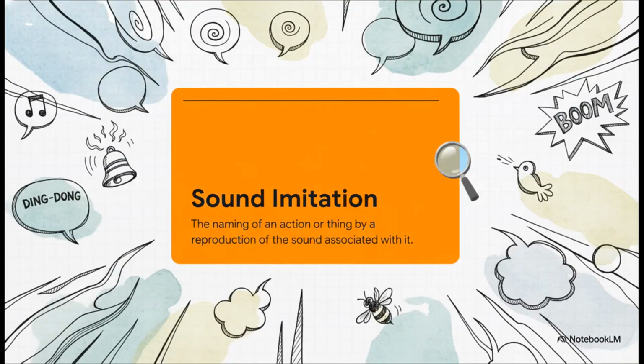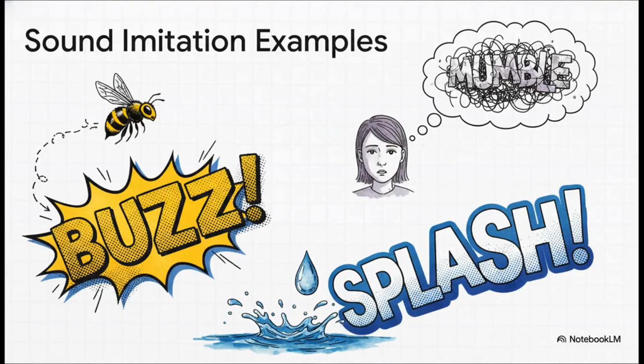All right, this next one is, well, it's literally what it sounds like. We're talking about words that are created to imitate the very sounds they describe. And we use these all the time. You've got human sounds like mumble, animal sounds like a bee's buzz, or just the sounds of things happening around us, like splash or clink or bang.